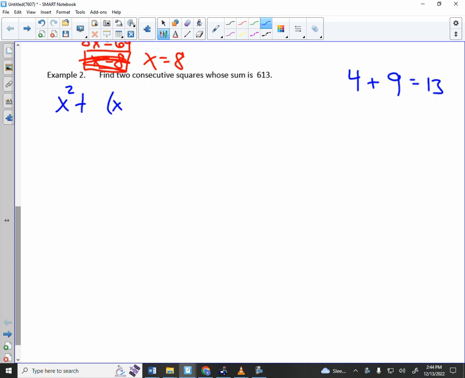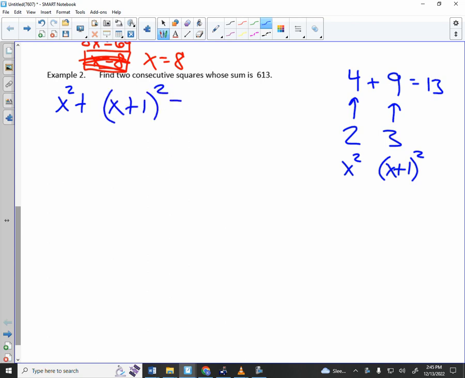Oh, x squared. Like that? Let me show you why that's incorrect and that's correct, okay? So what number did you square here to get 4? 2. What number did you square there to get 9? 3. So isn't it x squared and then x plus 1, that quantity squared? Isn't that what's happening? See the difference? So therefore, it's not x squared plus 1, but rather x plus 1, that quantity squared, is equal to 613.